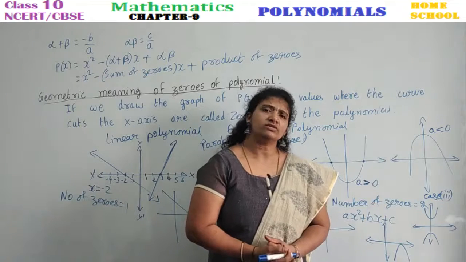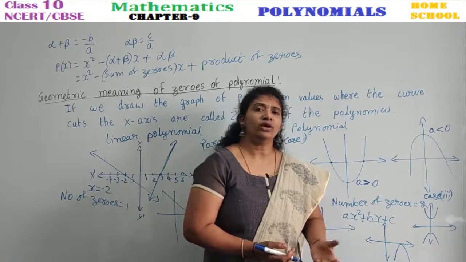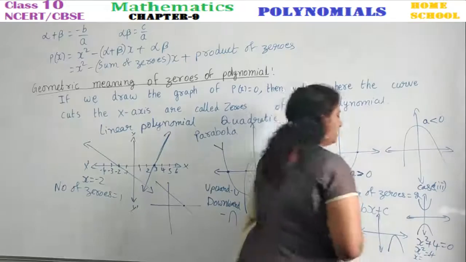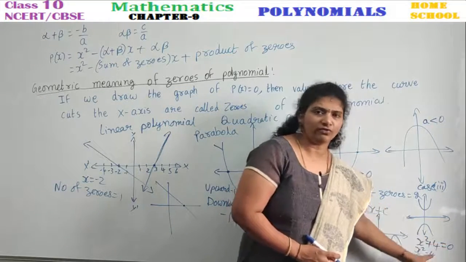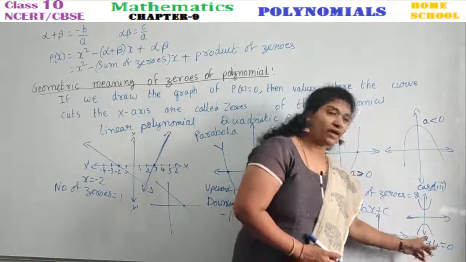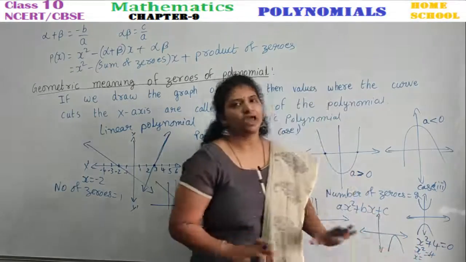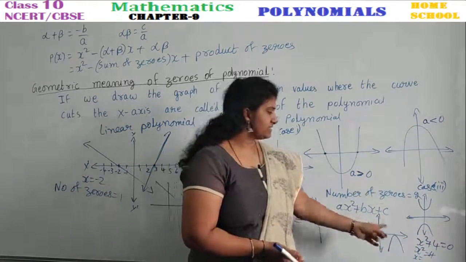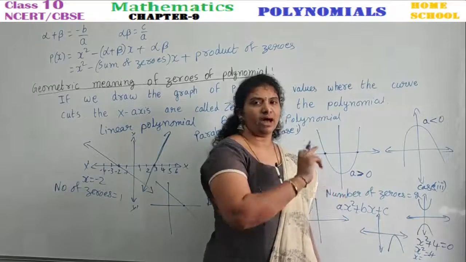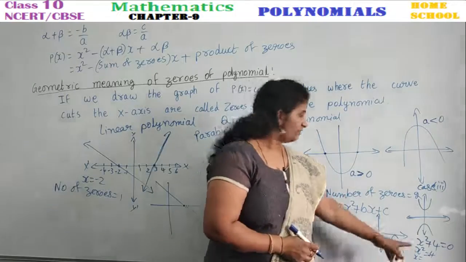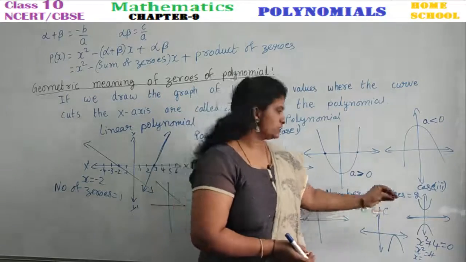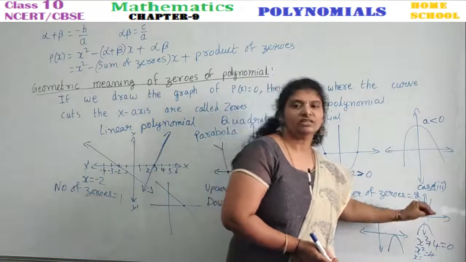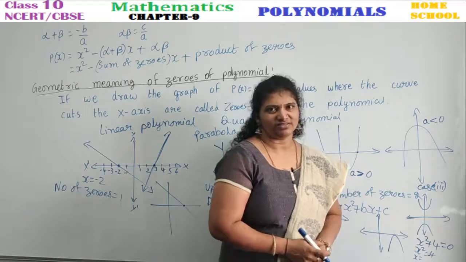There are no zeros means what? We don't have any value. Let's take an example: x square plus 4 equals 0, to find the zeros. x square is equal to minus 4. There we stop. Why? In order to remove the square, apply the square root. We cannot take the square root of a negative value. Therefore, there is no zero for this type of polynomial.